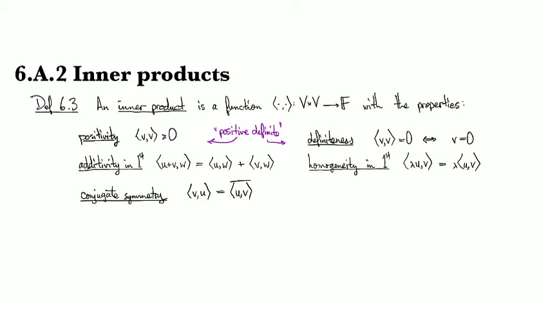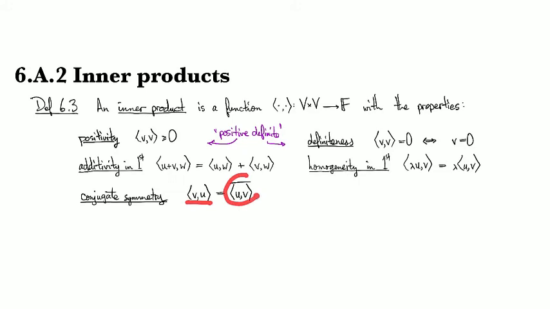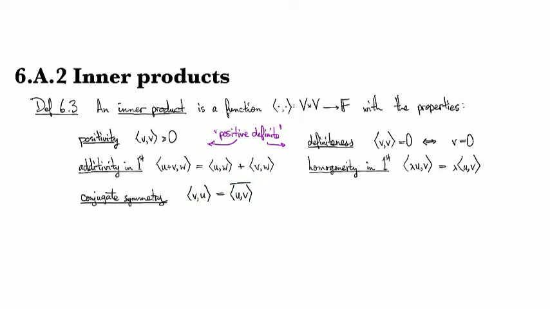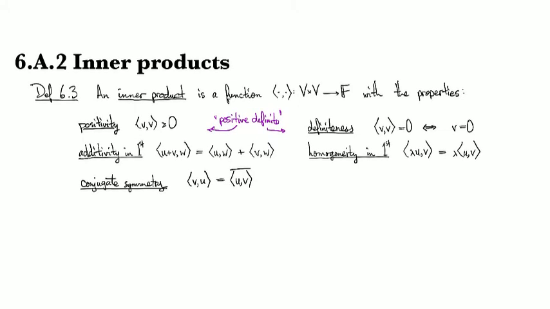And we require conjugate symmetry. This means that if I flip the order, so I'm looking at the inner product of V and U instead of U and V, that's the same as the conjugate of the inner product of U and V. Now, quite often our underlying field F is the reals, and in that case it's just symmetric. You just ignore the conjugate, of course, because all real numbers are their own conjugates.